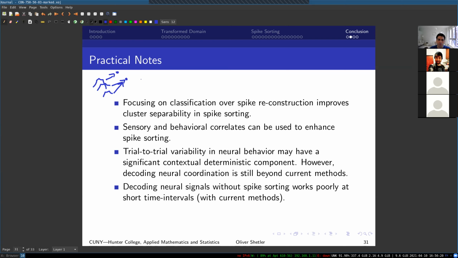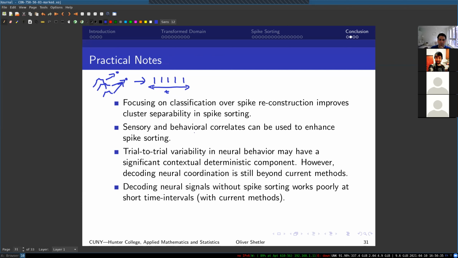But if all we're trying to do is ultimately generate spike trains, which are these kind of point processes, right, over time, then it actually pays to just focus on separation and not worry too much about what the spikes look like.